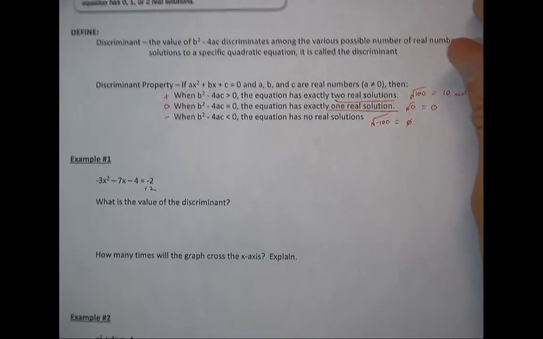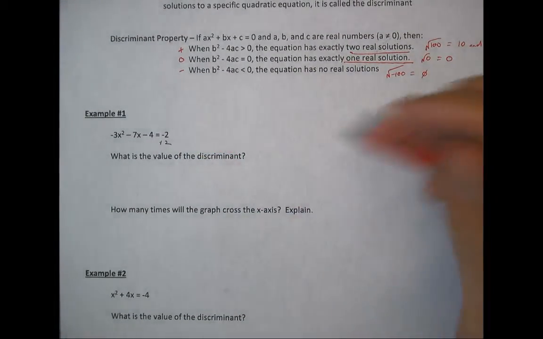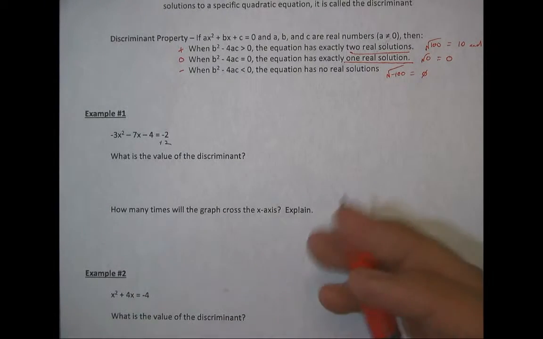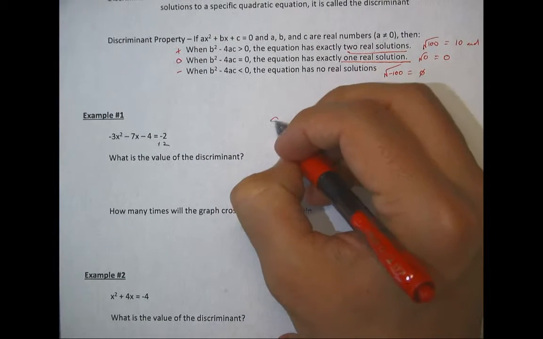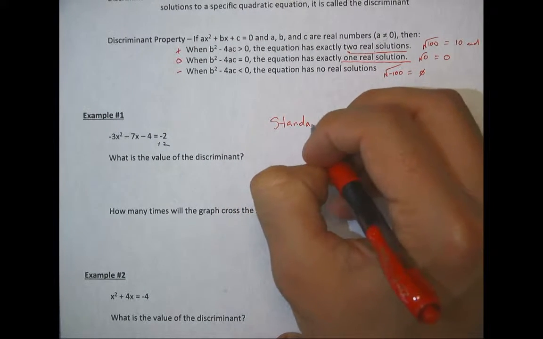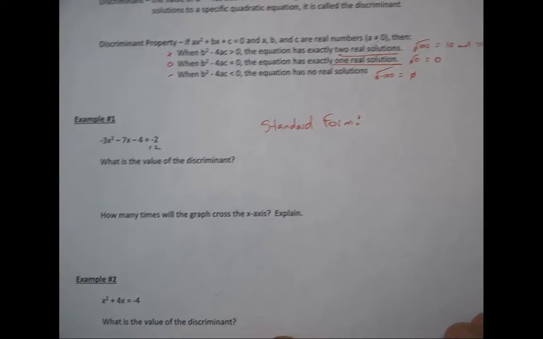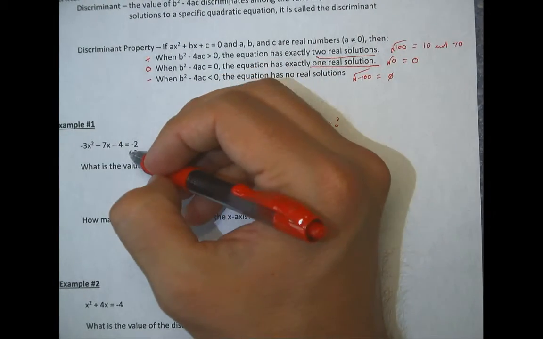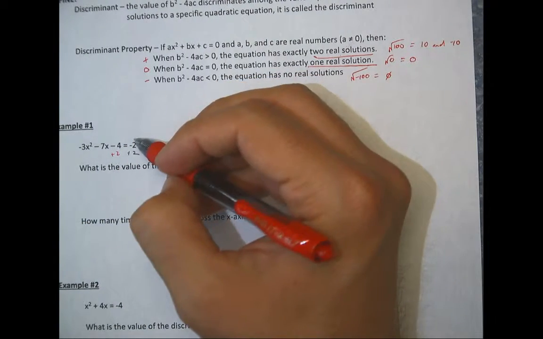So if we slide to example number 1, you've got this equation. It's not in standard form yet. What's the value of the discriminant? Before you can actually do anything with that, we need to put this in standard form. Okay, so let's throw this into standard form. The first thing I'm going to do is add to both sides. Standard form, remember, means that all of this is equal to 0.